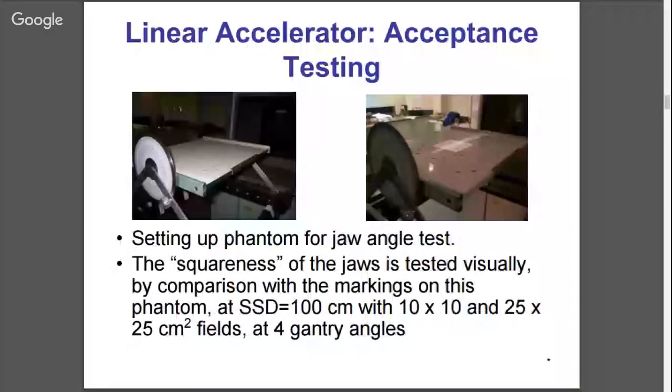You'll find that a lot of local centres, although you can buy commercial equipment to help you with this process, use something different. This is actually a device that was designed locally in-house. This allows you to set up the phantom, which is just a sheet with different field sizes on it. And we can check the squareness of the jaws visually by comparison with the markings on this. We call it a phantom, but it's essentially just a board with the fields marked on it.